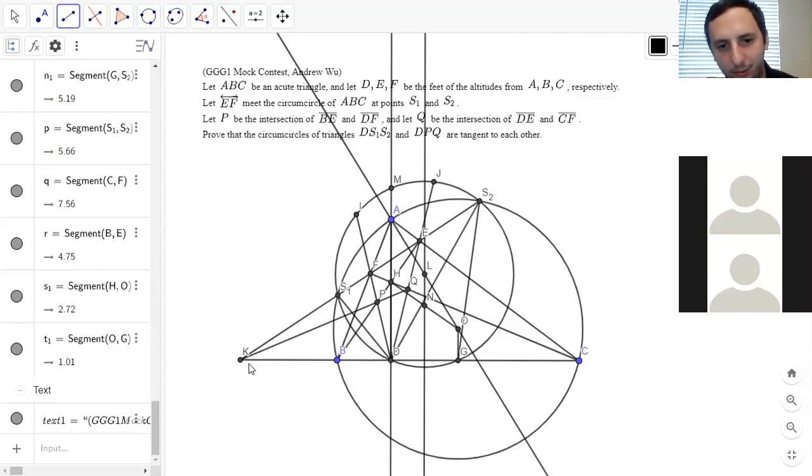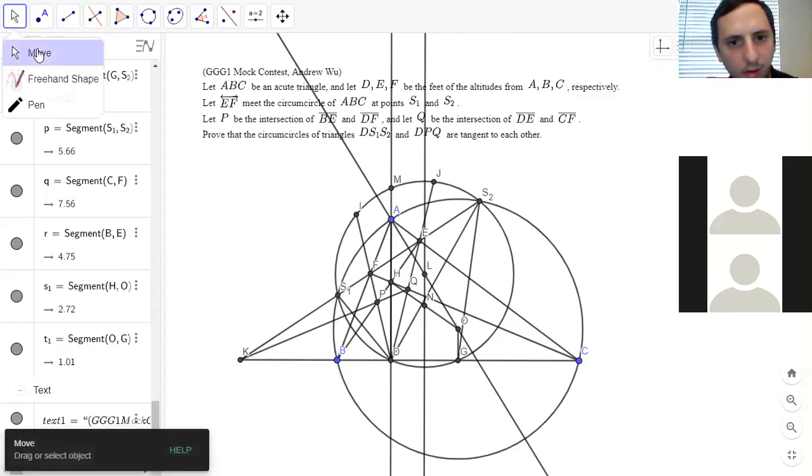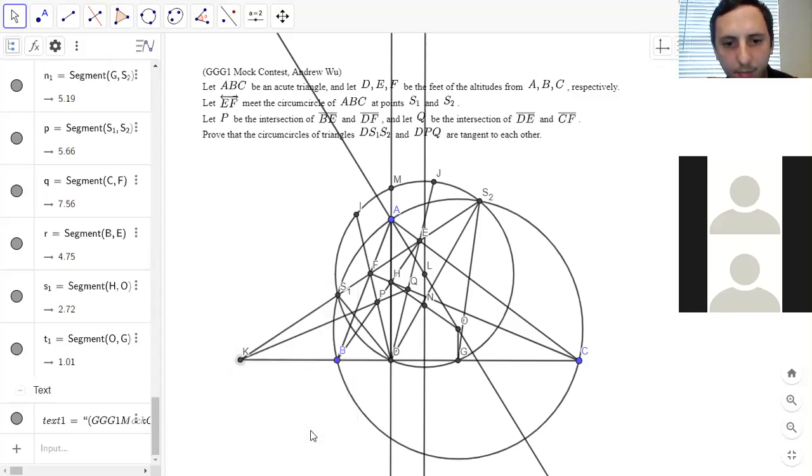So did we need point K for this proof? I don't think so, right? Yeah, we don't need point K. Interesting.